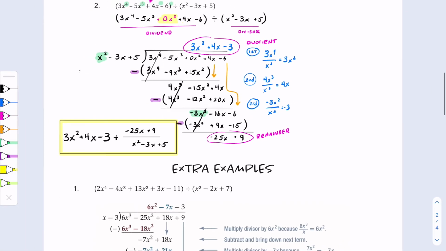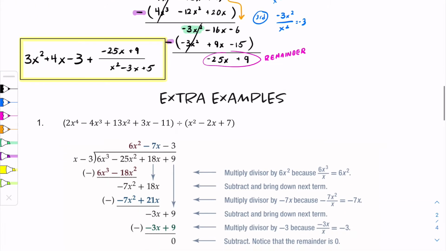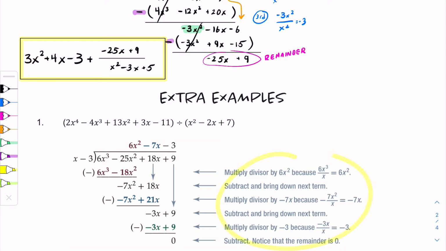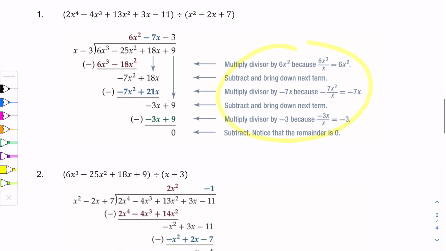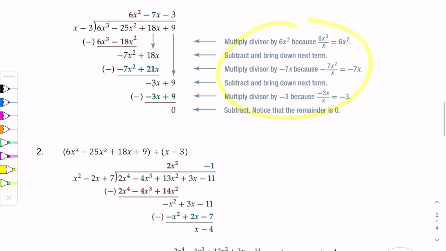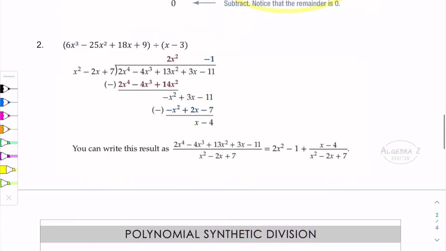All right, I provided a few extra examples already done out, and I also typed the steps with them. That way you could see exactly what I was doing. I think the more examples of these, the better. So you can check out these extra examples and you can try to do them by yourself. Make sure you end up with the same solution.